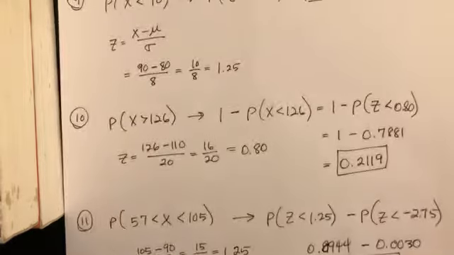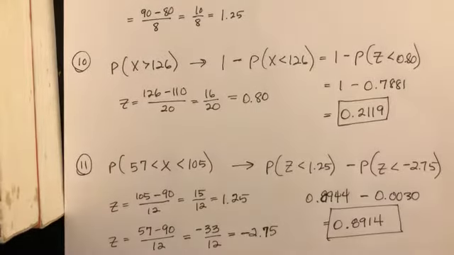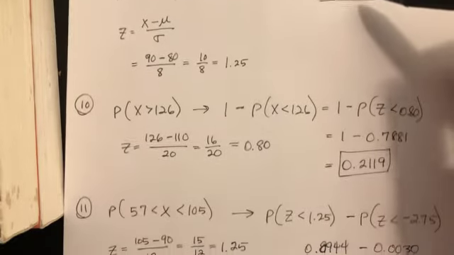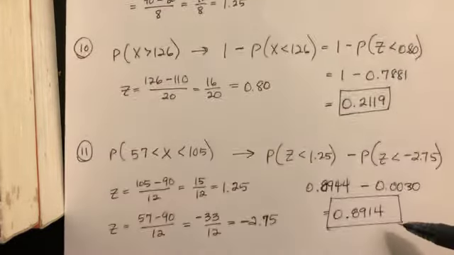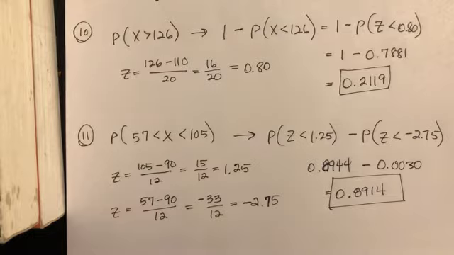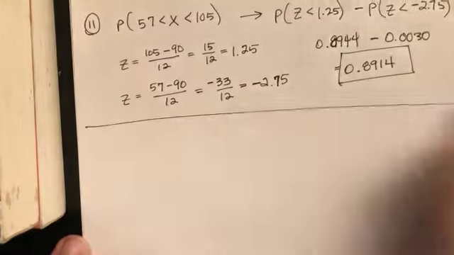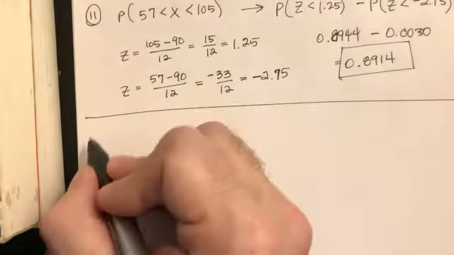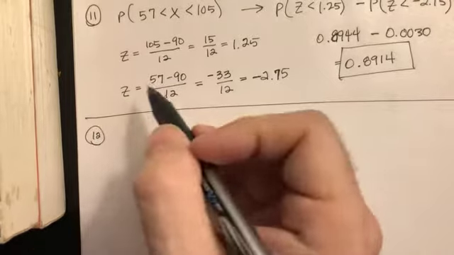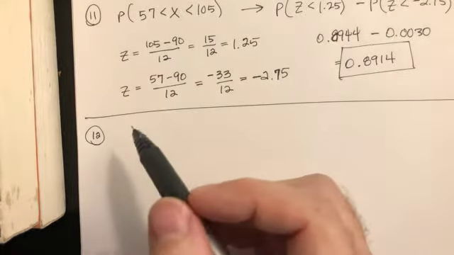All right, so I got 3 answers. Let's check them. 9, 10, and 11. 0.8944 is correct. 10 is 0.2119, yep. And then 11 is 0.8914. Good, all right. So that is a lot of what we're doing. Just finding a z-score and then using the chart correctly.